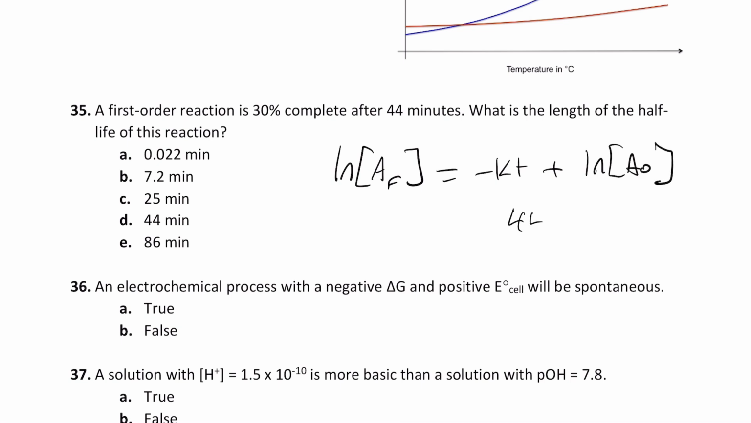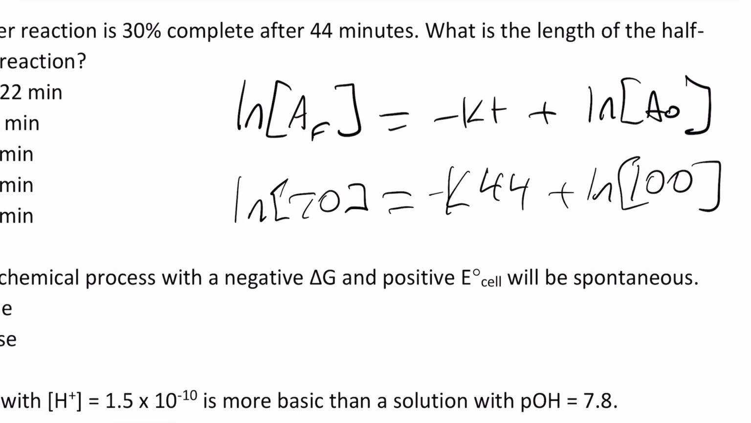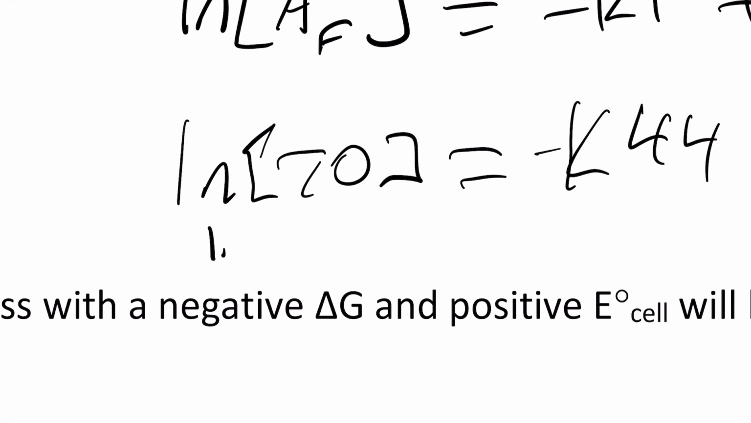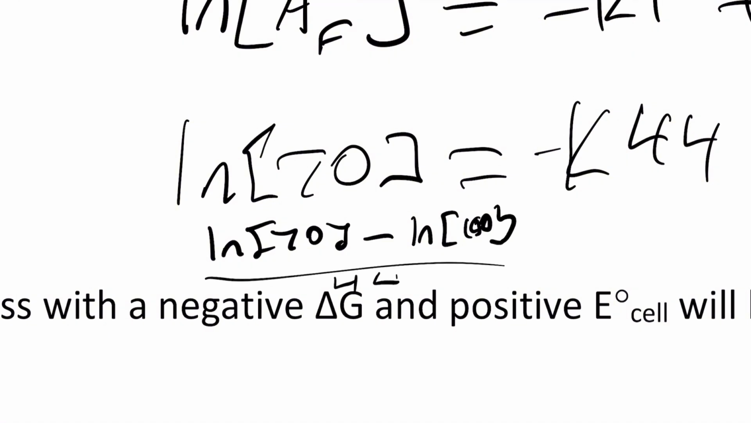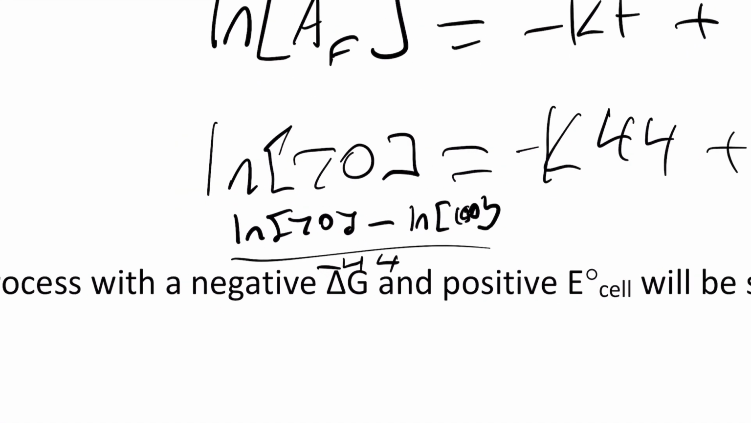So 44 is right here. Negative, sorry, what am I doing? Okay, let's just do 100. So there's 100 as the start, right? And it says it's 30% complete, so that means it's ln of 70. All right, so solve for K. Let me do that. Natural log of 70 minus natural log of 100, divided by negative 44, equals K.